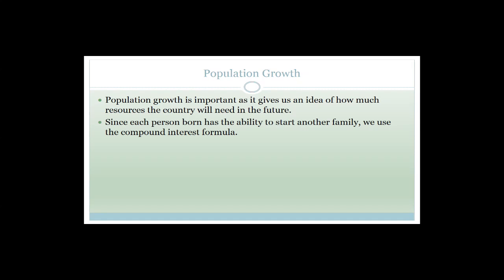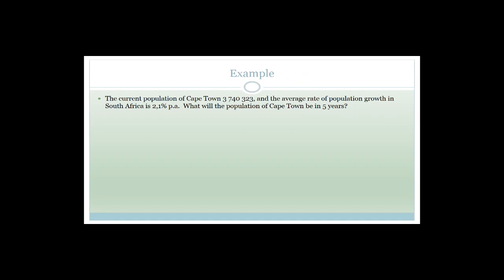Obviously, each person born has the ability to start another family. For example, I have the ability to produce a child. My children have the ability to produce more children, etc., etc. So we have to add on every time. Therefore, it's the compound interest formula. The compound interest formula again is A is equal to P(1 plus I) to the N. And again, the best way to learn how to use this is to do an example.